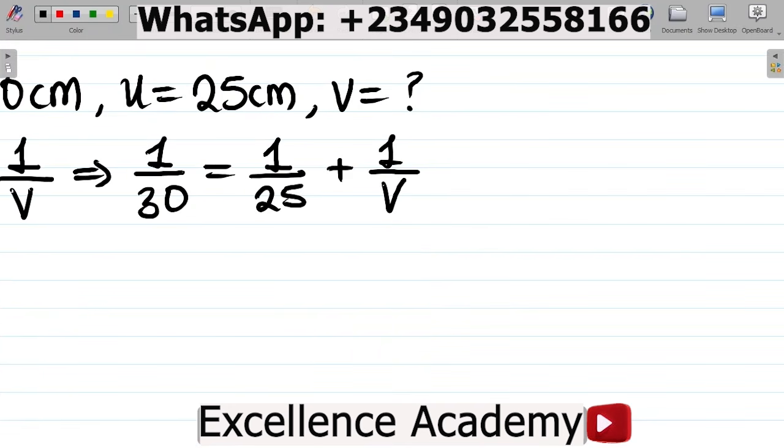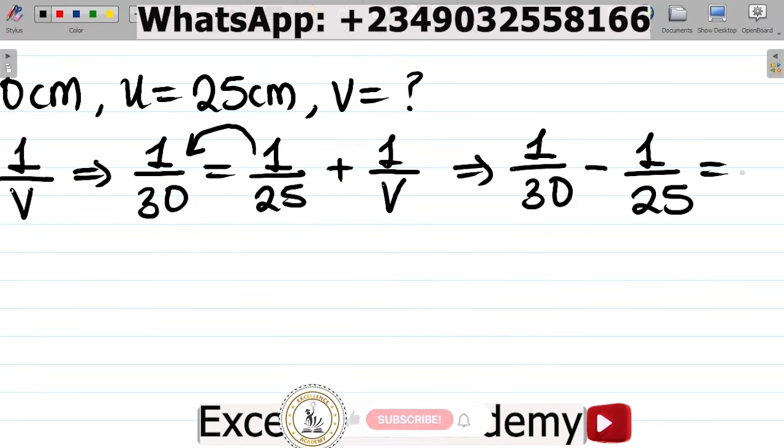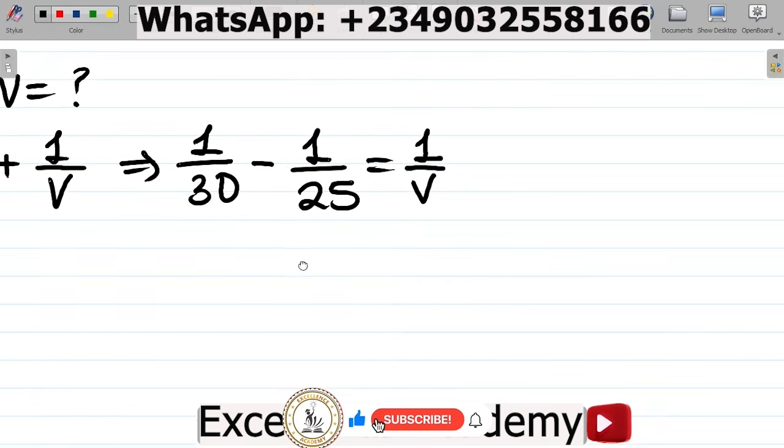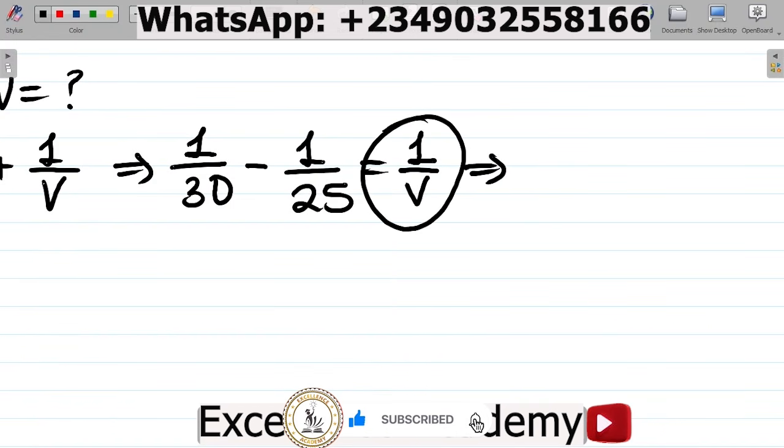Now to get the value of v, what we'll do here is very simple. Of course, I have to move 1 over 25 over here. So I'll be having 1 over 30. This is positive. Crossing the equality sign becomes negative, minus 1 over 25 is equal to 1 over v. Now from these two, let's take LCM. Let me take this first.